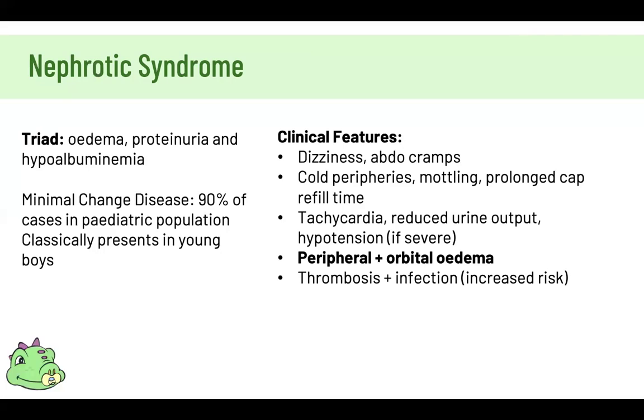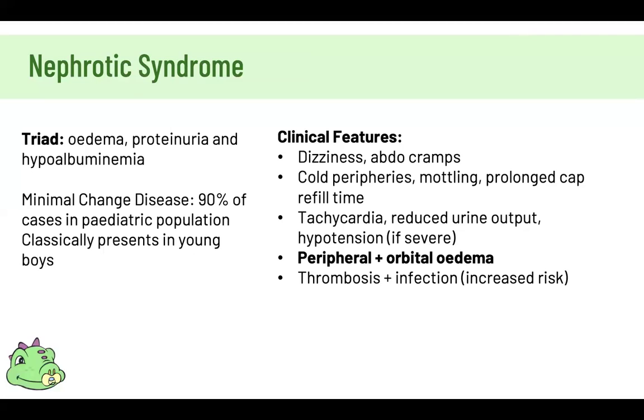The clinical features, the main buzzwordy ones, will be peripheral and orbital edema. So if you're seeing bilateral orbital edema in the absence of something like a cellulitis, then your biggest differential would probably be nephrotic syndrome, particularly if there's whole body edema as well. The other symptoms can be a bit non-specific, but they're mainly related to a loss of intravascular fluid. So having things like dizziness and abdo cramps.